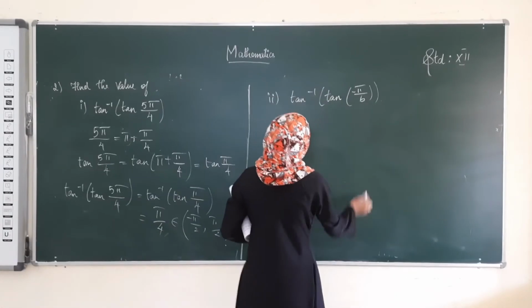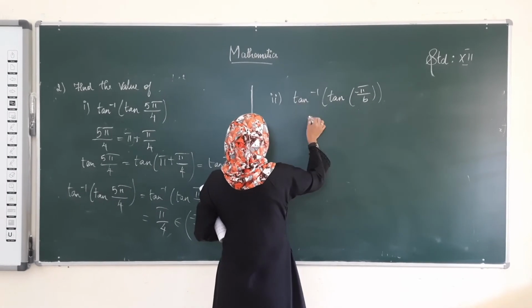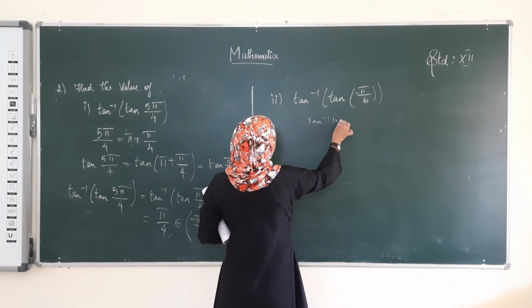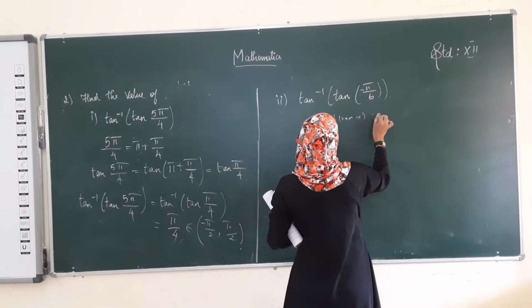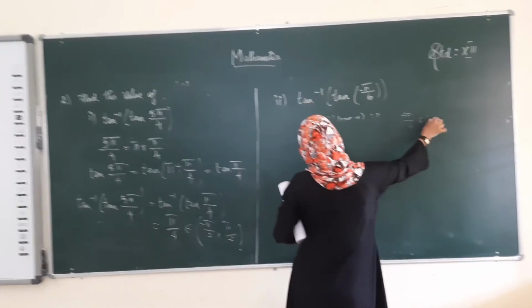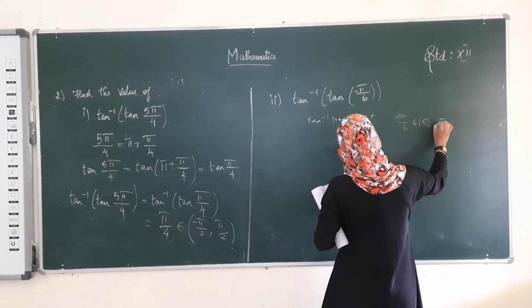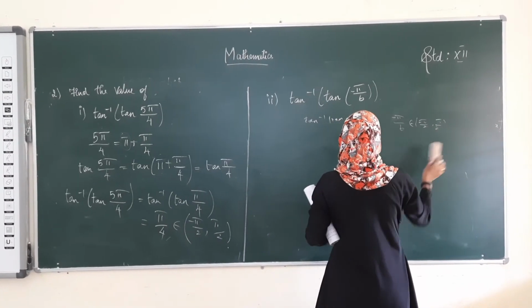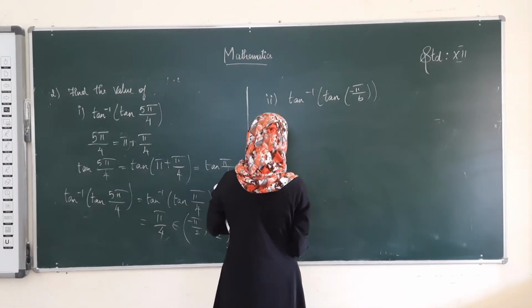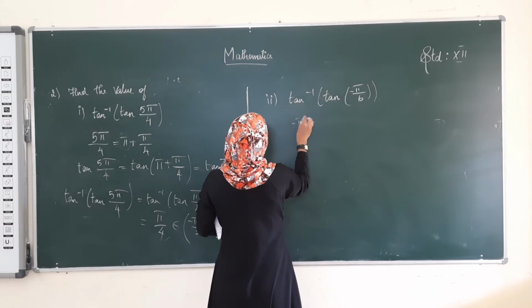See here, this minus pi by 6, when we take the property tan inverse of tan of x is equal to x, it becomes minus pi by 6. Surely minus pi by 6 belongs to minus pi by 2 comma pi by 2. This is also one way of answer. But see here, what they have given is minus pi by 6.